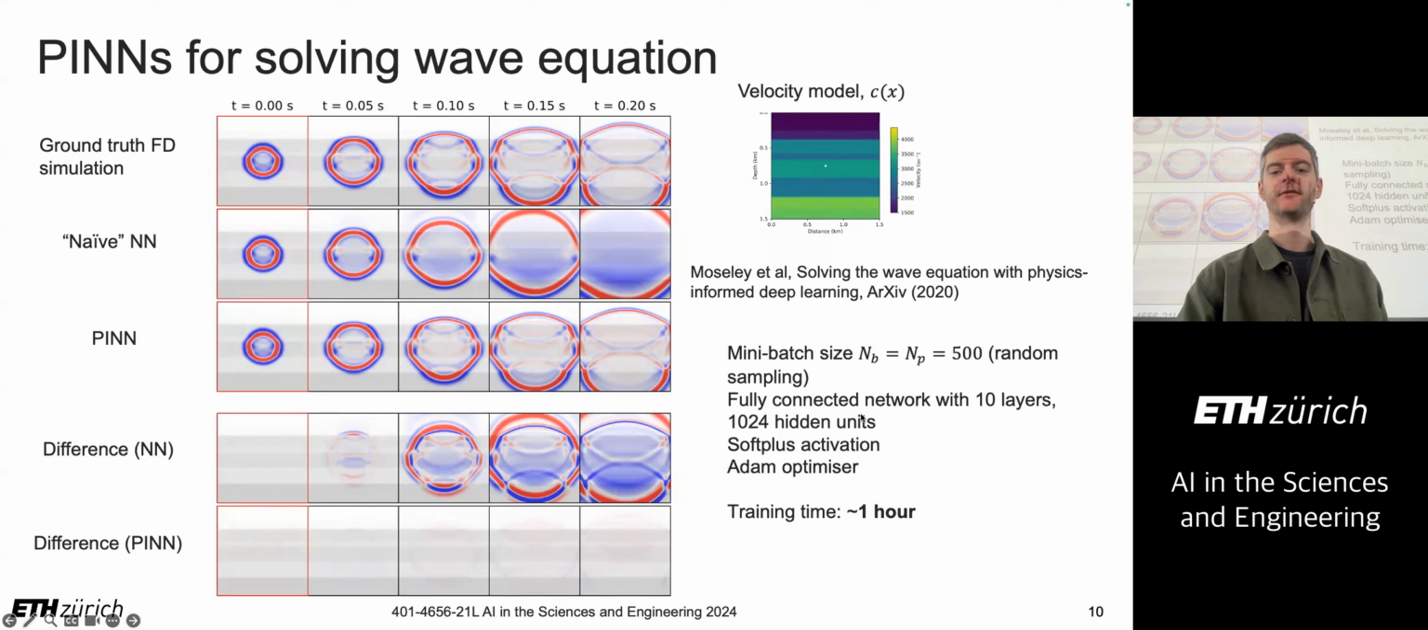And this wasn't a very big network. It was only 10 layers, 1,000 hidden units. That's not massive compared to today's billion parameter models. But even just training this network to solve this simple 2D problem, it took an hour to train on a GPU, and the finite difference simulation would take probably about a minute or less to run. So this just isn't competitive with a numerical technique in this form.